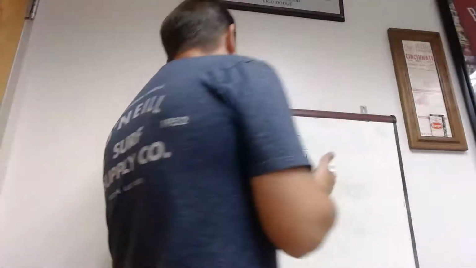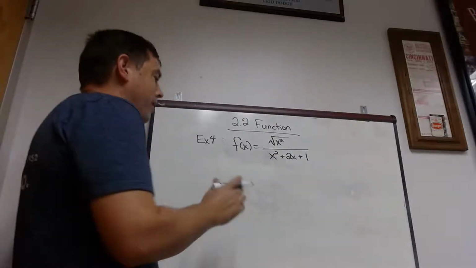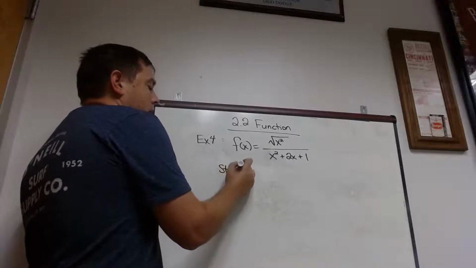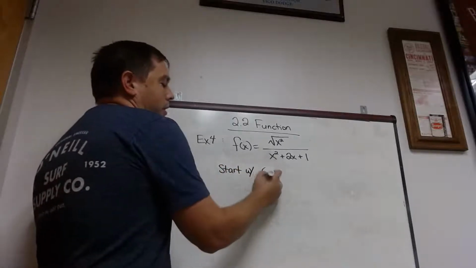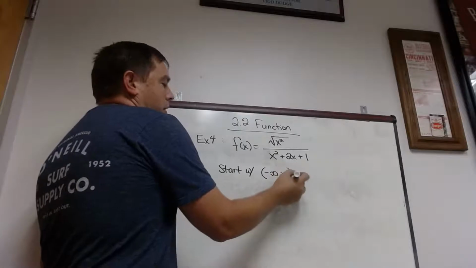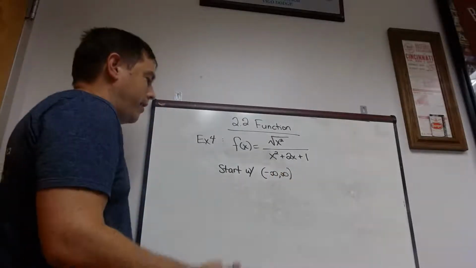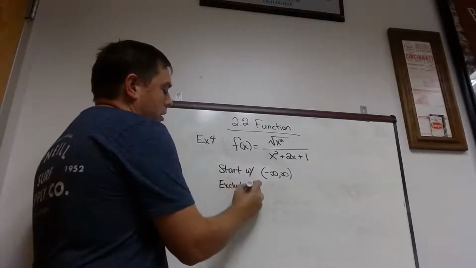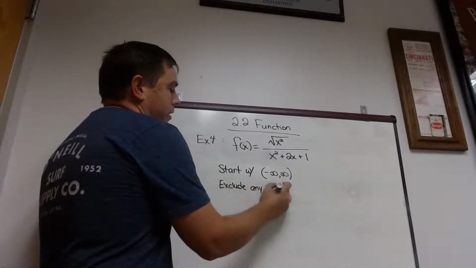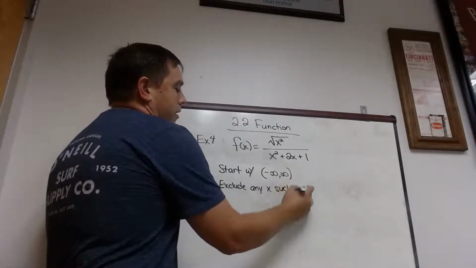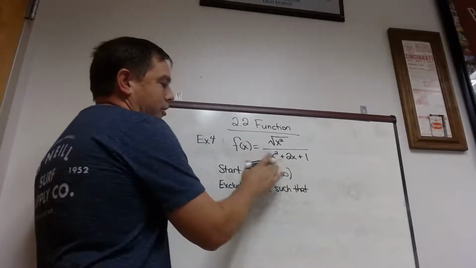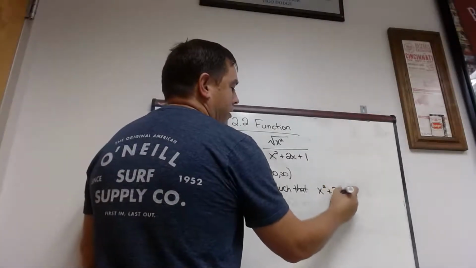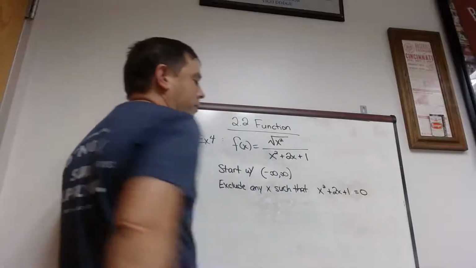Usually when I try to think stuff up off the top of my head, it comes back to bite me, all right? Again, the process means we start with all real numbers. Then exclude anything that gives us a 0 denominator. Exclude any x such that the x would give us a 0 denominator, such that x squared plus 2x plus 1 equals 0.